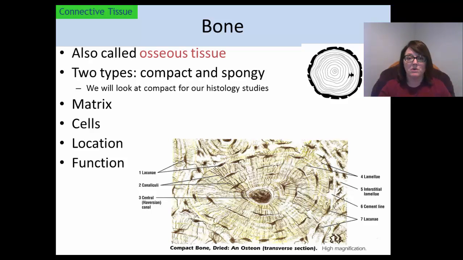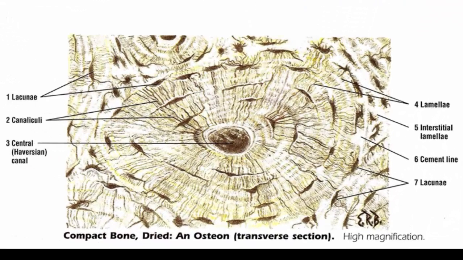The main cell type, I should say, that we find in bone tissue is something called an osteocyte. So an osteocyte is a mature bone cell, and it's responsible for both building and breaking down the matrix of bone tissue. When we look at a histological slide of bone tissue, we're almost always looking at dead, dried bone. So we actually can't see the osteocytes. We can only see the chambers where the osteocytes were.